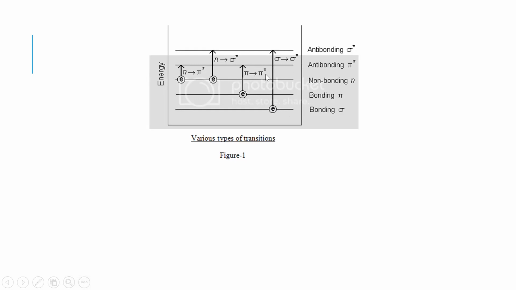So these are the 4 different types of transitions: sigma to sigma star, pi to pi star, n to sigma star, and n to pi star transitions. The highest energy is required for sigma to sigma star. Next, n to sigma star requires energy. Next comes pi to pi star, and the least energy is required for the n to pi star transition.